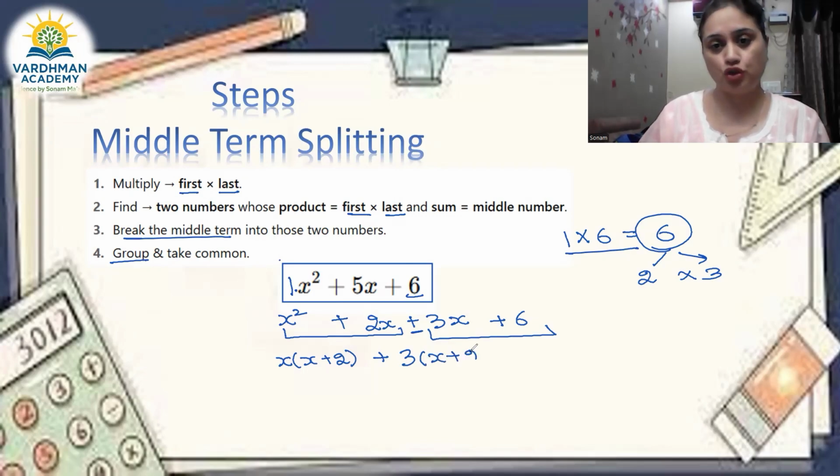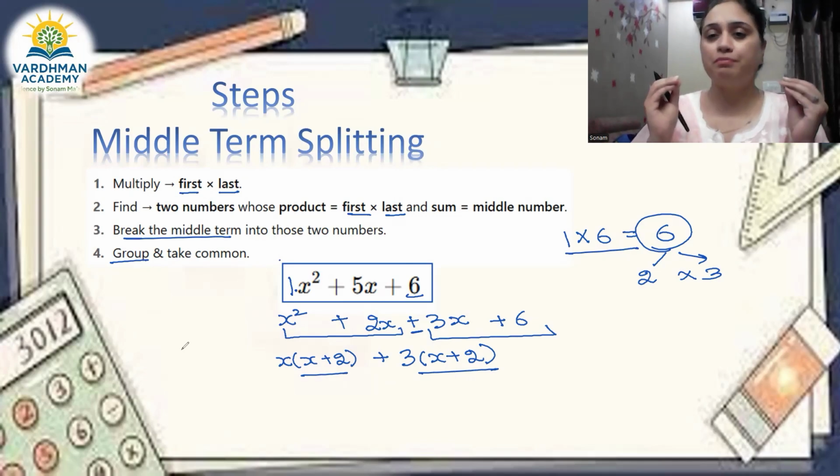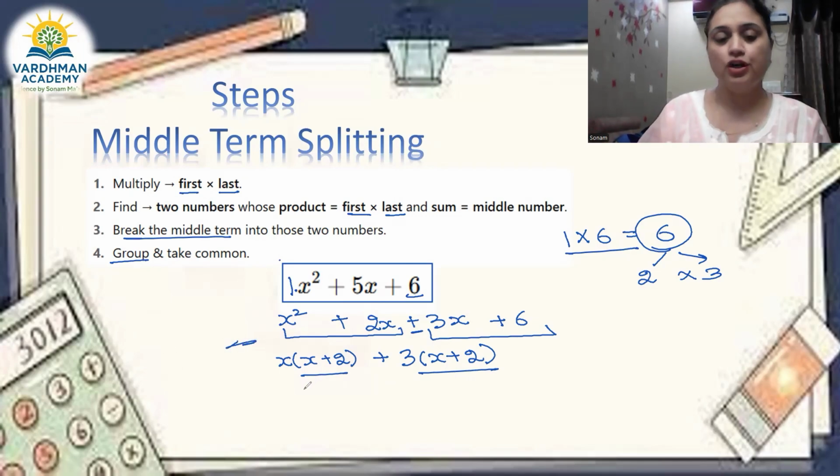x plus 2. So you have to make sure that whatever you get in the brackets after taking out the common factor from the two parts, that should be the same. If it is not coming out the same, then you must have made some mistake. You have to go back and reflect on your steps. So what do you have here? x plus 3, and then you have x plus 2.